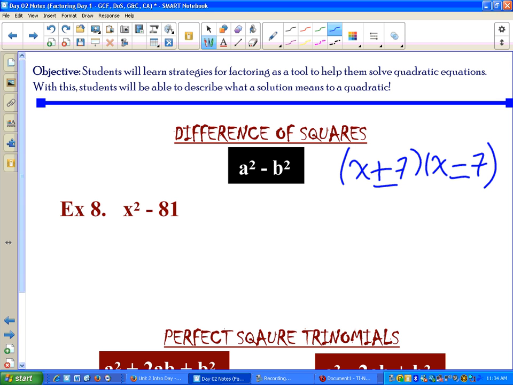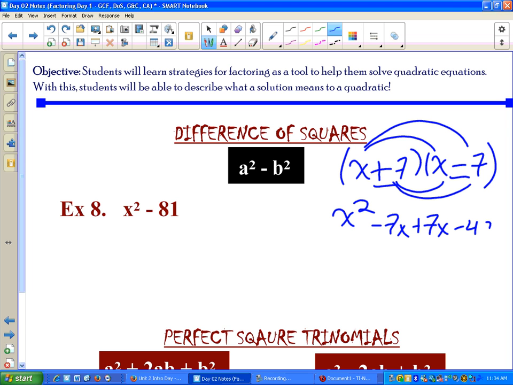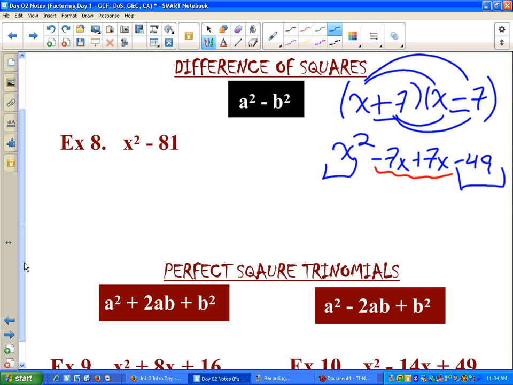They're going to cancel. If I FOIL this out, first is x squared. Outer is negative 7x. Inner is positive 7x. Last is negative 49. Notice the pattern. The middle two terms cancel. The first term and last term are both what? Perfect squares. Okay? Those canceled out. So if I look at example 8, I want to go backwards.